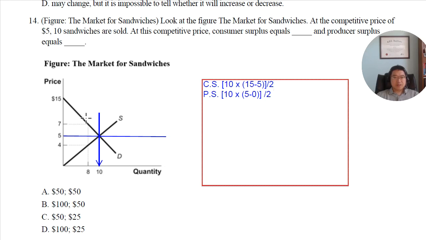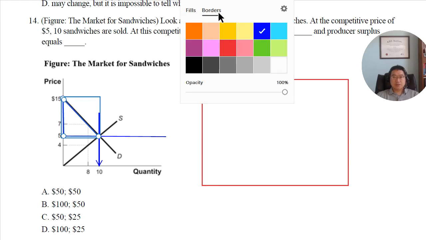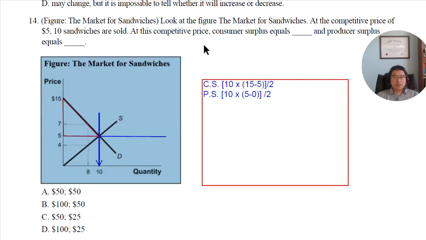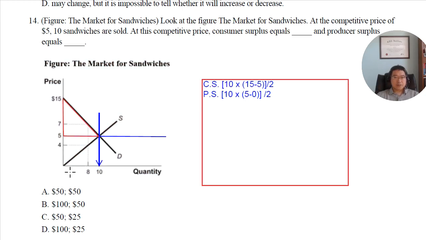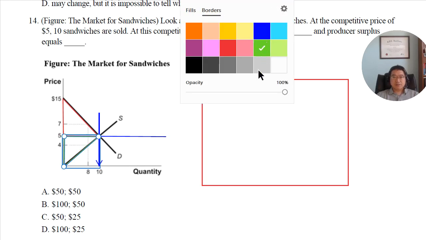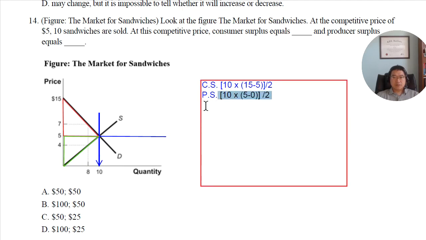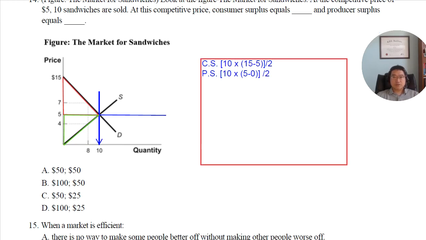So this one again, let me mark. It is this area. Let me change its color to red. Yeah, red is fine. The red triangle is the consumer surplus. It's this number. And then the producer surplus, start from here, above the supply curve, below the market price. Let me change the border into green. And the green triangle is this one. Okay, that's for question 14.